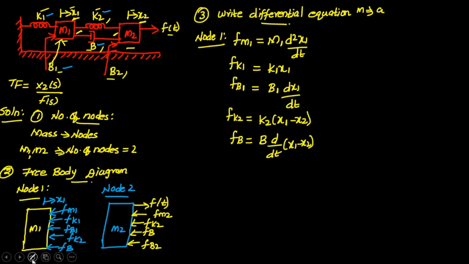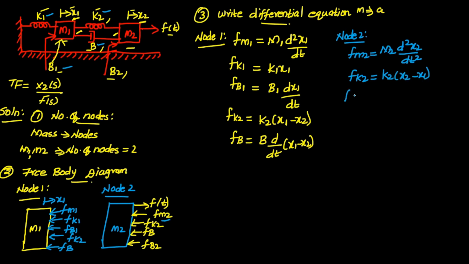Okay. So similarly for node 2, we are going to write the differential equation. So for node 2, what is our first opposing force? Fm2. So Fm2 is equal to M2 into d square x2 divided by dt square. So the displacement connected to M2 is x2. Similarly, Fk2 is equal to, K2 is between M2 and M1. So we will be writing this as K2 into x2 minus x1. Similarly, Fb is also B into d by dt of x2 minus x1.